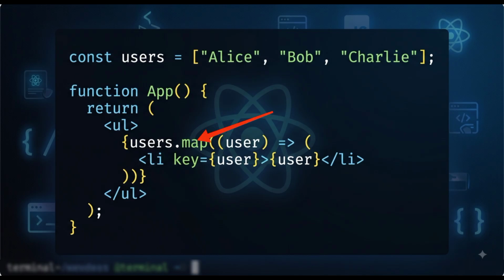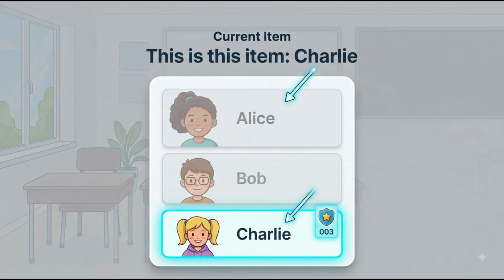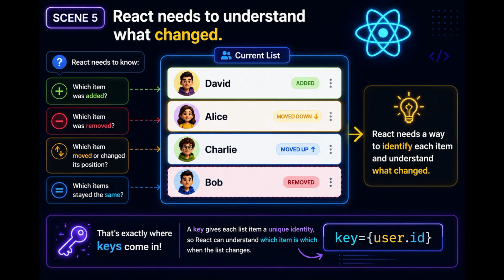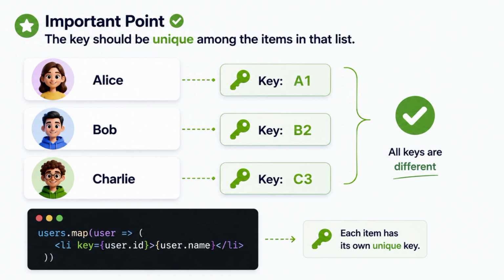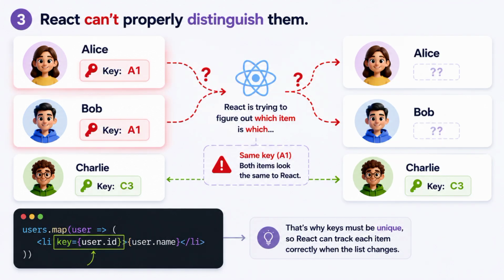Here we are using map to create a list for every user. See this? This is the key. So React can understand Alice is this item, Bob is this item, Charlie is this item. And if something changes in the list, React can identify which item was added, removed, or changed. Now, here's an important point. The key should be unique among the items in that list. For example, if two users have the same key, React cannot properly distinguish them.